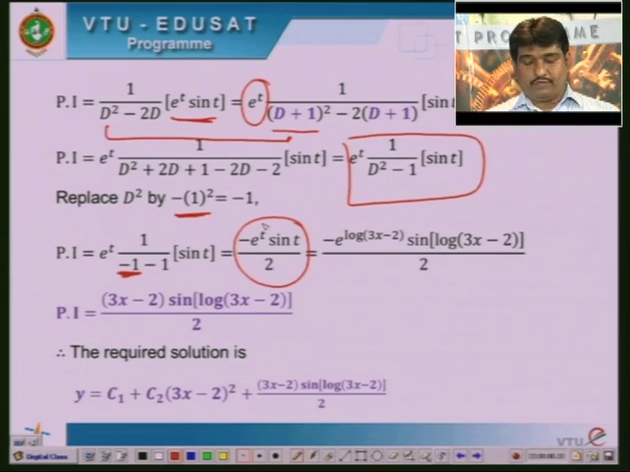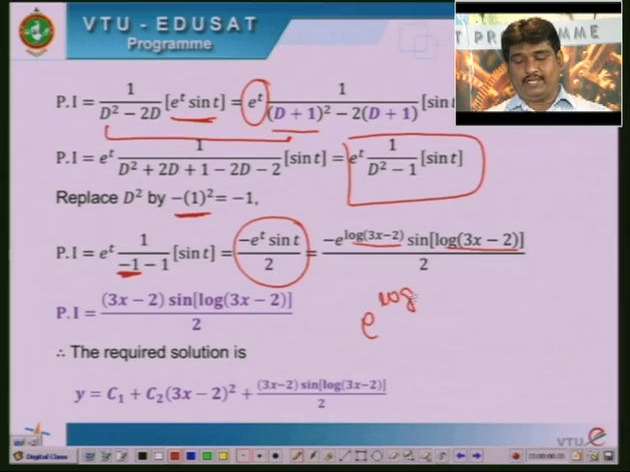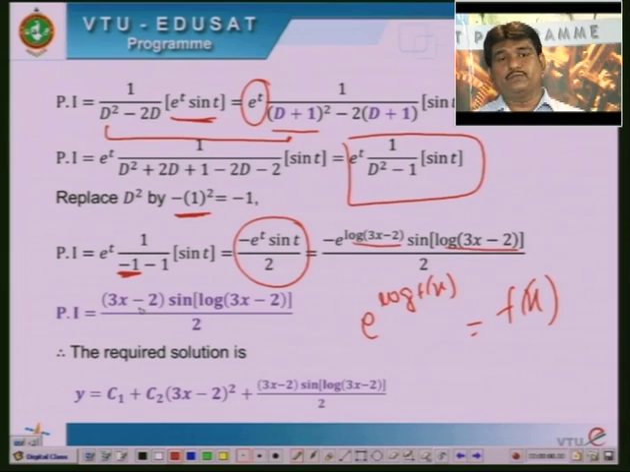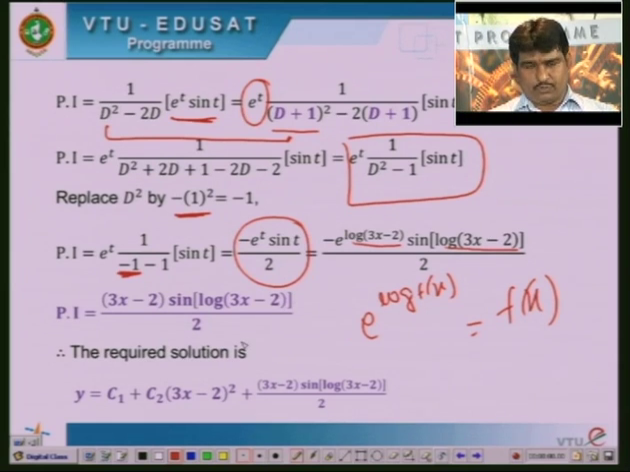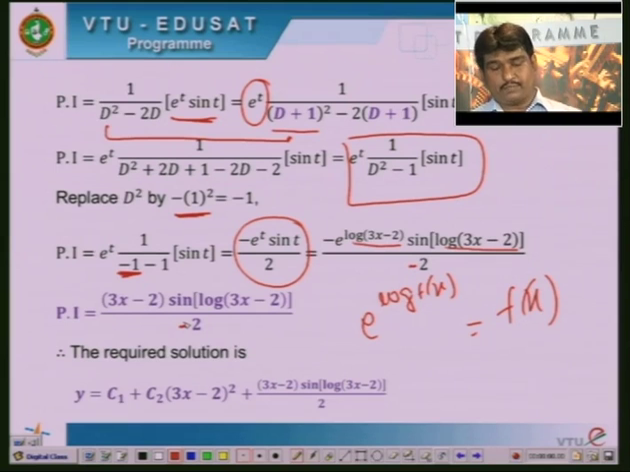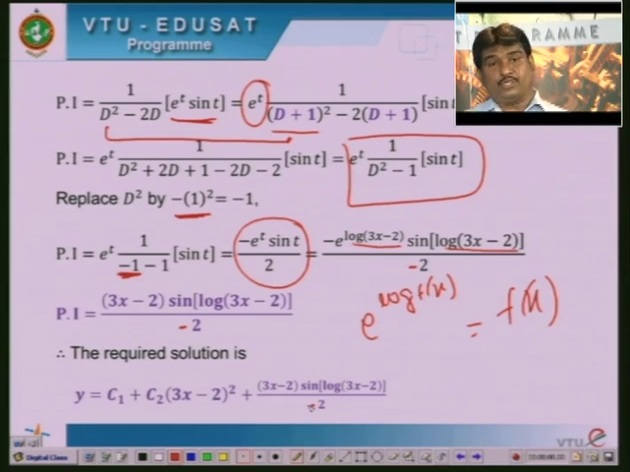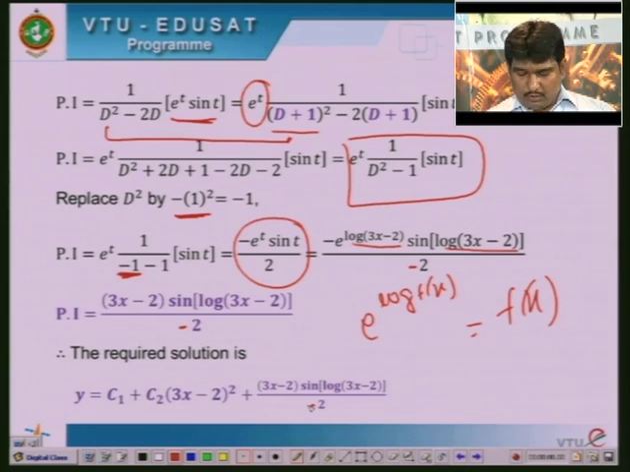Now convert this in terms of x. T is log of (3x minus 2), so sine t is sine of log of (3x minus 2). E to the power of log of f of x equals f of x. Use that concept. You can write e to the power of log of (3x minus 2) as 3x minus 2, into sine of log of (3x minus 2) divided by 2. So the answer is y equals CF plus PI, with a negative sign in the denominator. Done.